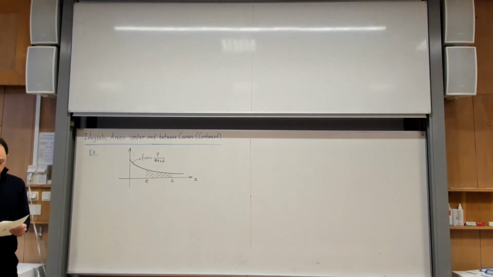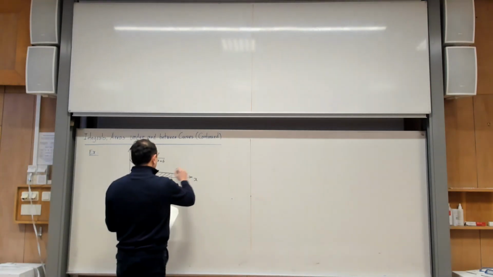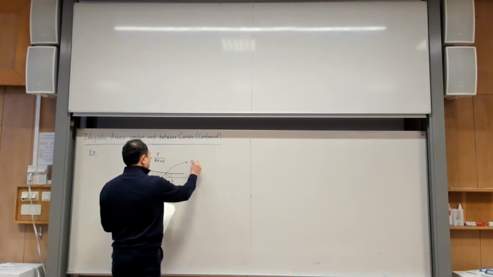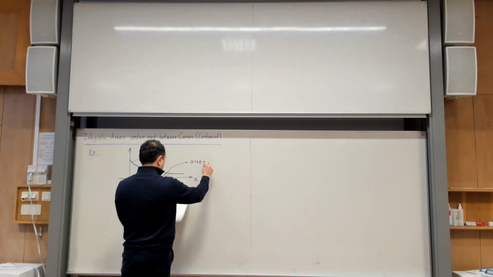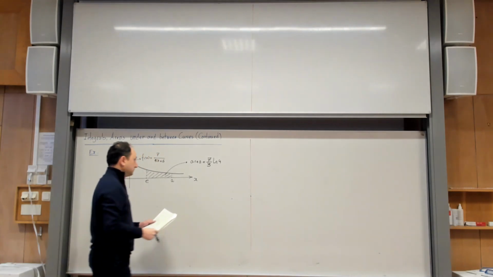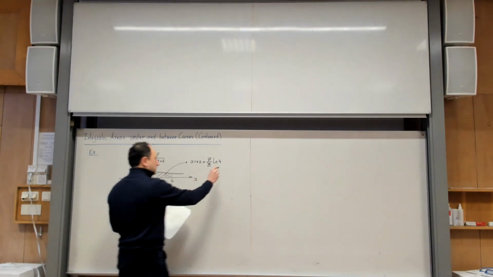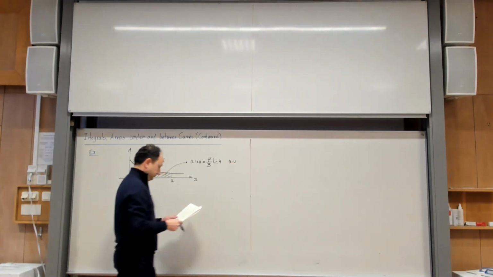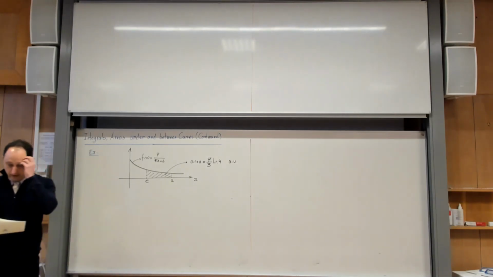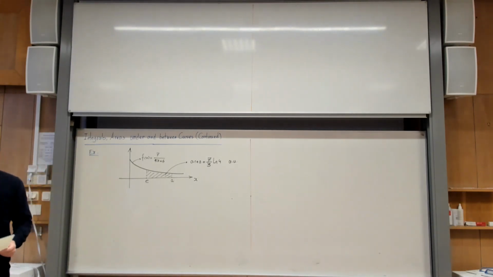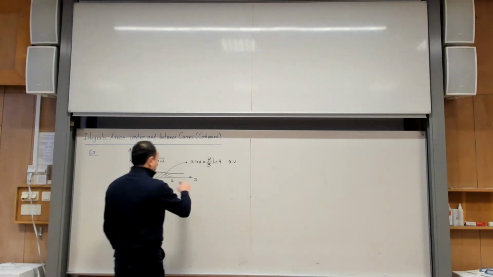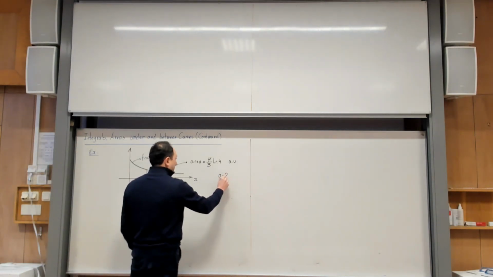And the area is given to you. Area is given to be this number, 7 over 3 ln of 4, area units. We want to calculate the exact value for A. So the exact value of this number A is wanted.